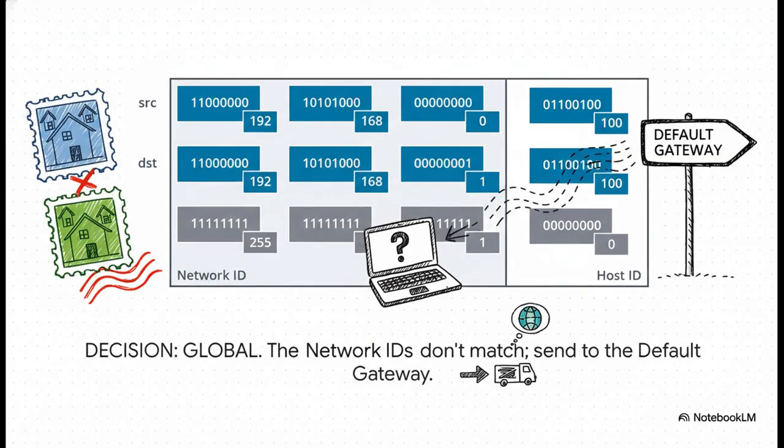But now, what about watching this explainer? Your laptop looks at the server's IP address, it applies the subnet mask, and whoa, hold on, the network IDs do not match. The zip codes are totally different. This message is clearly going out of town. It can't be delivered locally, so it has to be sent to a special address, the default gateway.